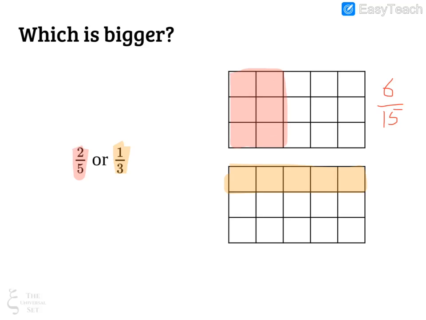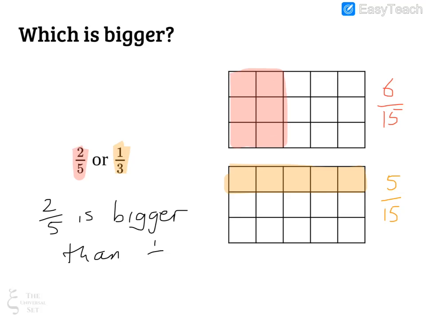And how about this one? Well, I've got 1, 2, 3, 4, 5 is my numerator out of, well, it's the same shape, isn't it? So it's 5 out of 15. And again, which one is bigger? Is it 6/15ths or is it 5/15ths? Obviously, it's 6/15ths. 6/15ths is more than 5/15ths. So this one is my bigger fraction because 2/5 is the same as this one. So I'm going to write that my answer is 2/5 is bigger than 1/3. There we go.